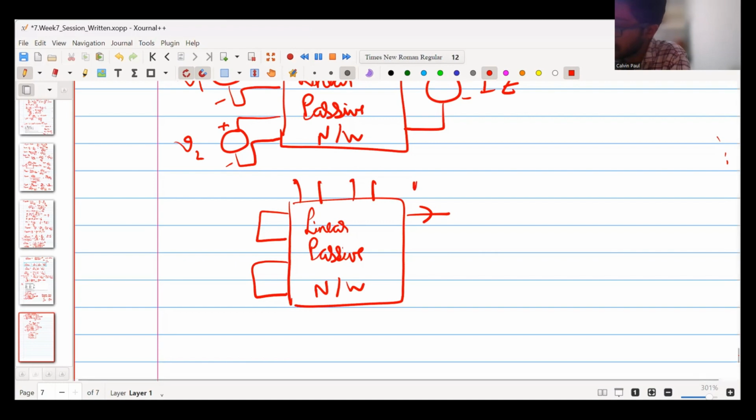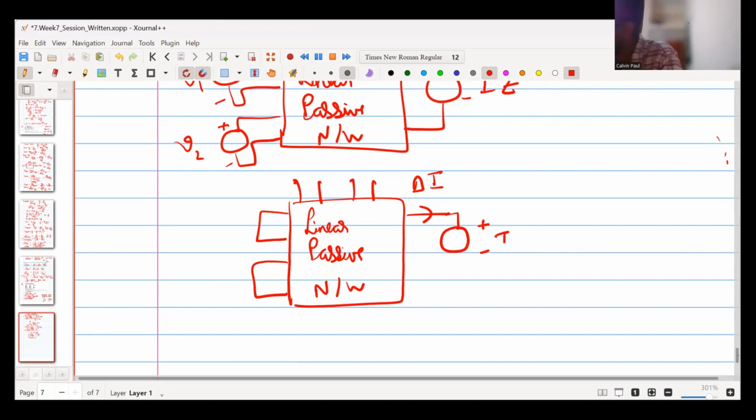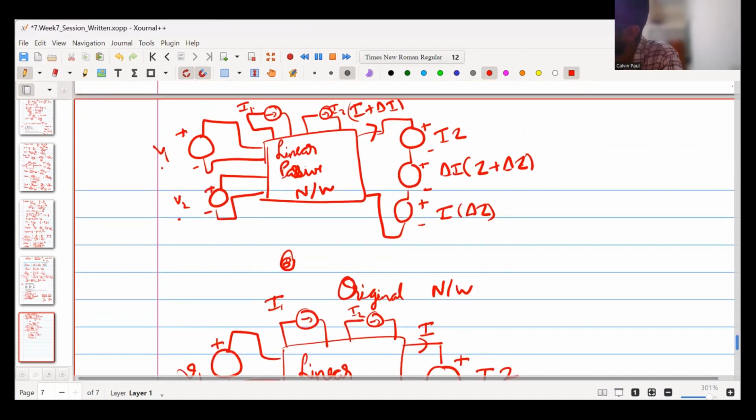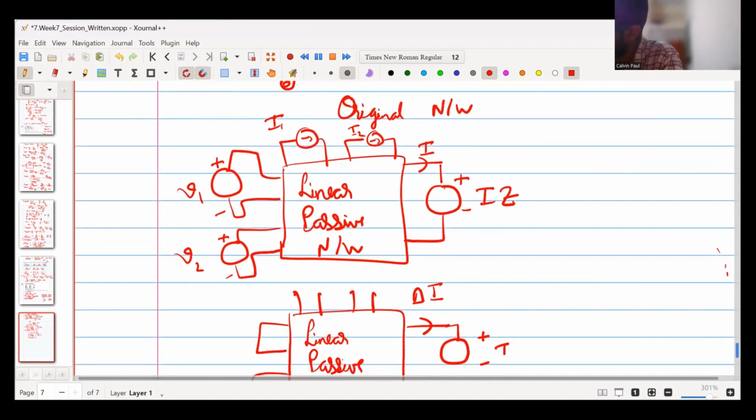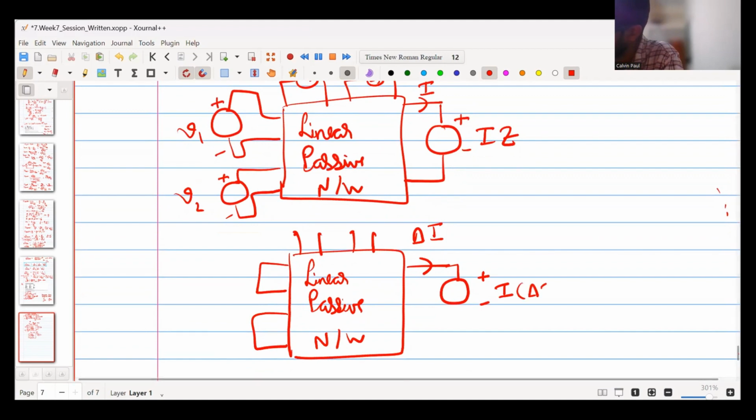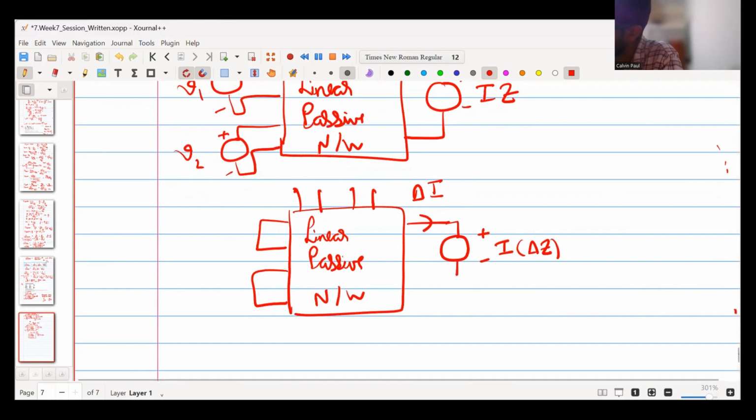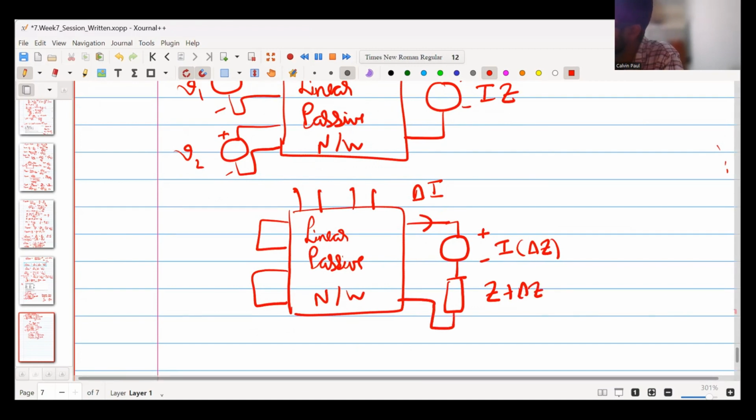Delta I, sir. So this will be delta I, and here this voltage is I delta Z, correct? I delta Z, and over here it will be Z plus delta Z. Is this clear? So let me go over again.